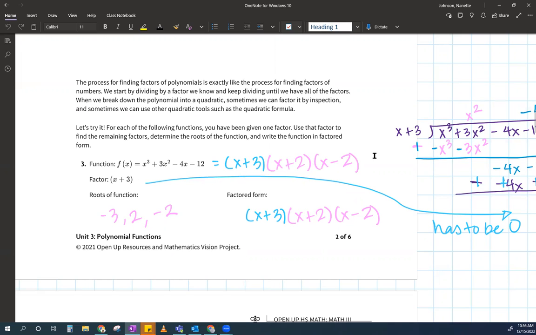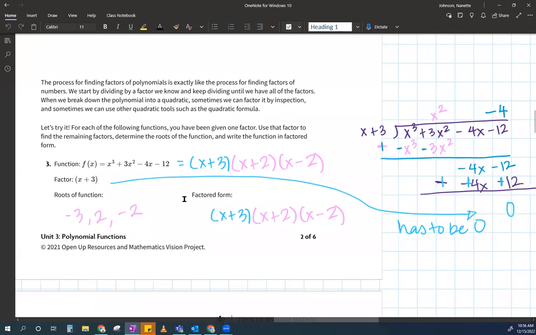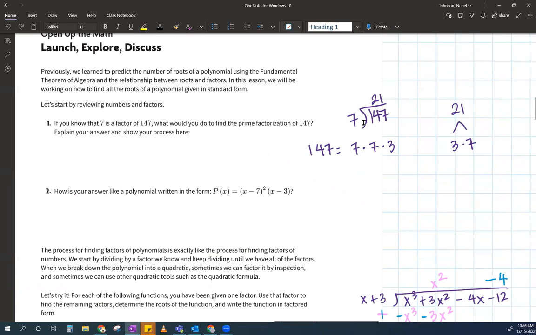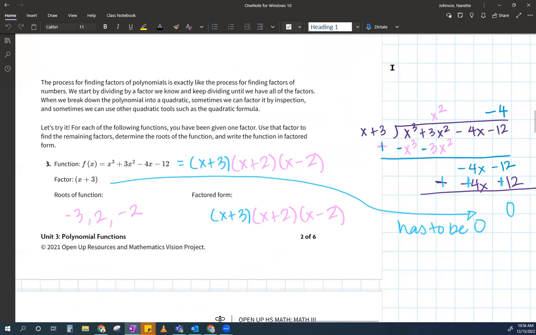So the very first thing that you do, it says, here's your function, and here's your x plus 3. Do you know how to find the rest of the factors? And this is all based on, remember when you divide, when I say, hey, is 7 a factor of 147, you guys divided. So the same thing goes here. If it works in number land, then it'll work in polynomial land, right?